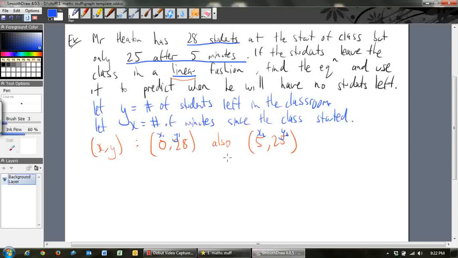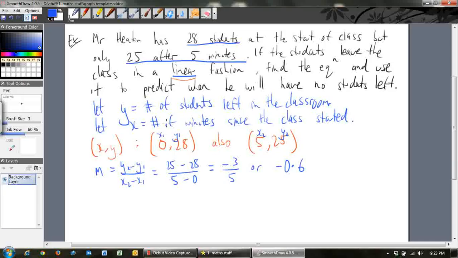Well, we need to firstly find the gradient. How do we find the gradient? Our gradient m is equal to y2 minus y1 over x2 minus x1. And what is this equal to? y2 is 25, y1 is 28, x2 is 5, x1 is 0. And so 25 minus 28 is negative 3, 5 minus 0 is 5. And so we get our gradient of negative 3/5, or negative 0.6 if you put that into your calculator. So there's your gradient.